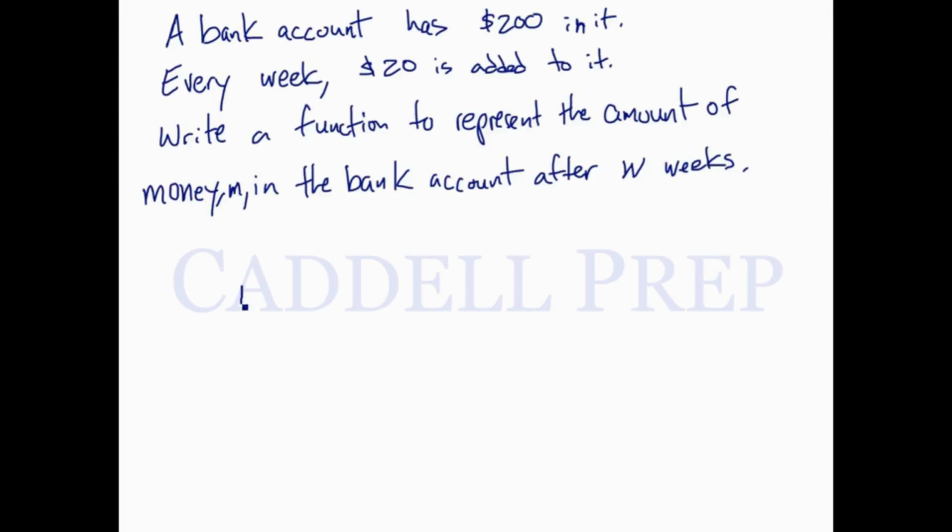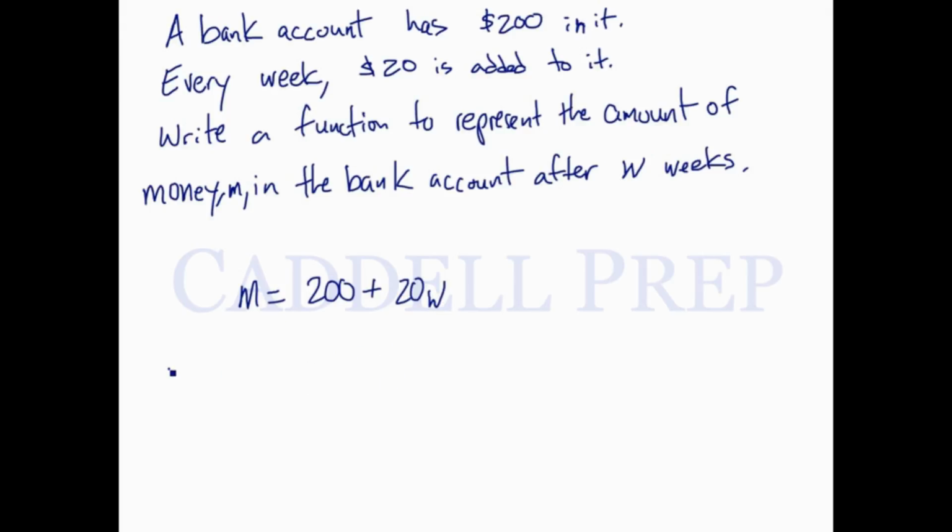So the amount of money M is going to be equal to the starting amount, 200, plus the amount that gets added to it. $20 is added every week, so this is the constant rate of change. So 20 times the number of weeks that pass, W.